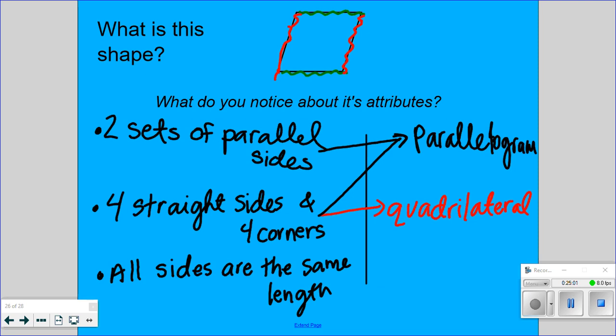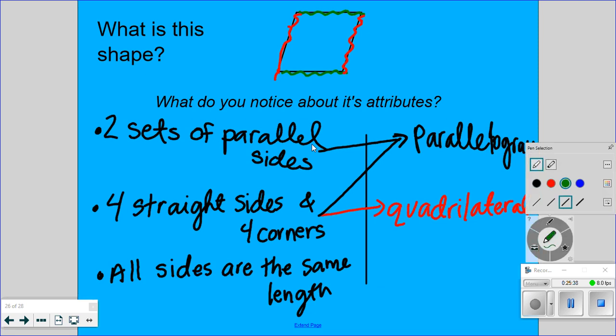Any other names for it? Michael? Square? It is not a square. It does have straight sides and parallel lines, but it doesn't have right angles. There are no square corners. This is not a square. So if it's not a square, it must not be a rectangle. It is not a rectangle either.